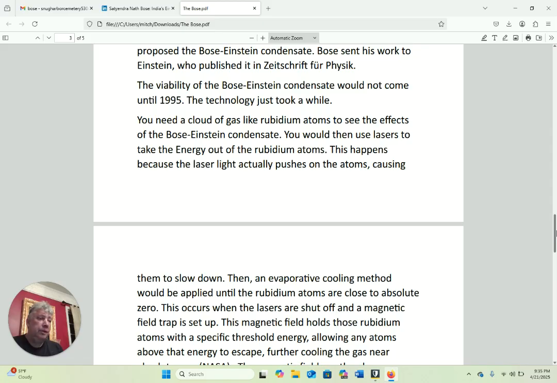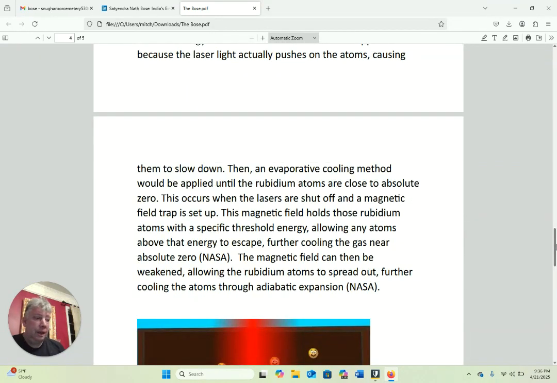Then, once the atoms are slowed down enough, an evaporative cooling method is used. This was explained by NASA. It was something I found pretty neat. What they do is form a trap, which is a magnetic field that takes the rubidium atoms that have a specific threshold energy, and it holds them in it. All atoms that are a little more high energy are able to escape this magnetic field and just go off. So this is how they're cooling it more.